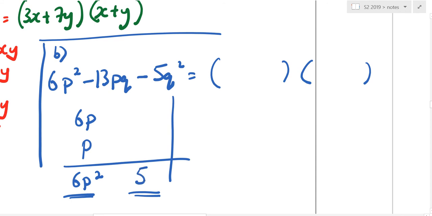5q squared. Wrong. It should be negative. Then this one is minus 13pq, right? Okay, now I continue. I know this is q and q, but what do I write? 5 and 1, right? 5 and 1. So I just try 5 and 1.